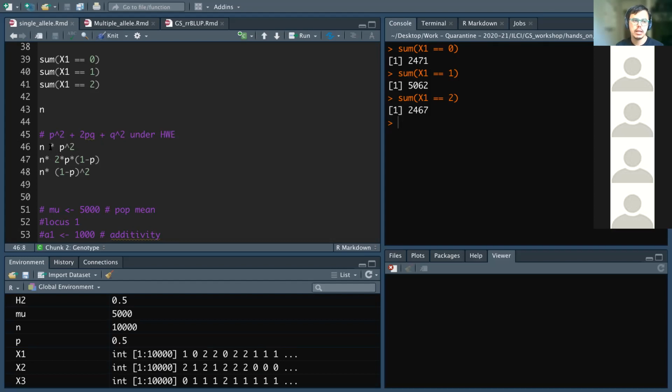So remember that to estimate the expected number of individuals under Hardy-Weinberg equilibrium, we have to use p squared times the size of the population. And as you can see here, under Hardy-Weinberg equilibrium with p equal to 0.5, so allele frequency of p about equal 0.5.